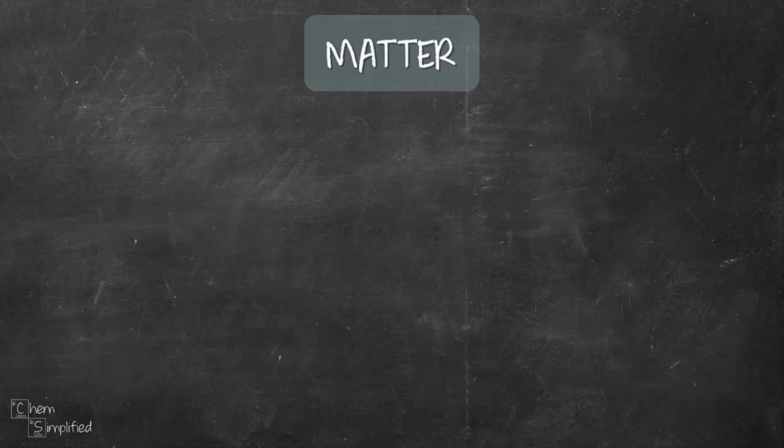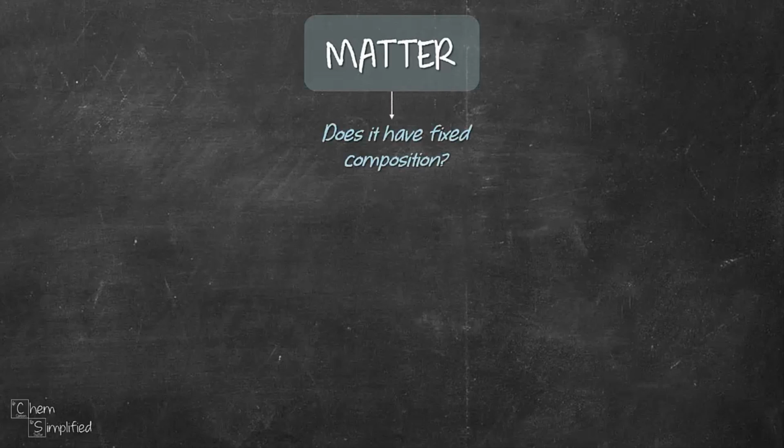To simplify the classification of matter, we can ask simple questions that will help us classify the matter correctly. So when given a matter to classify, the first question we should ask is, does it have a fixed composition? Meaning, do we know exactly what it is made out of?